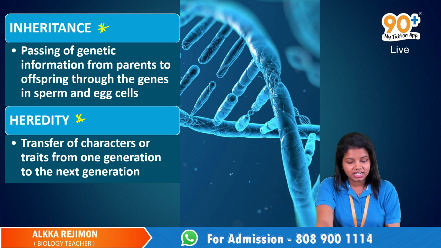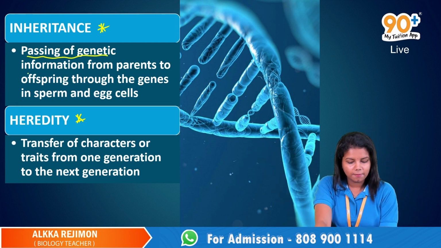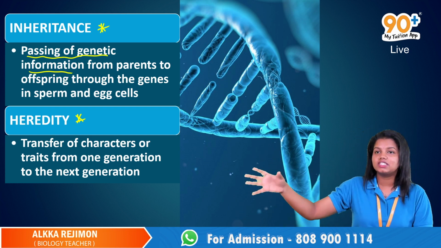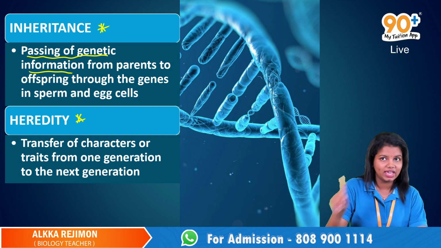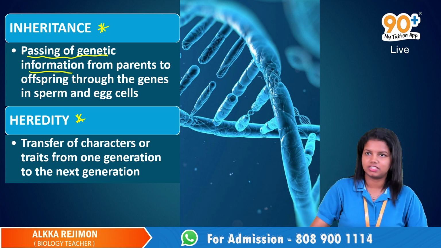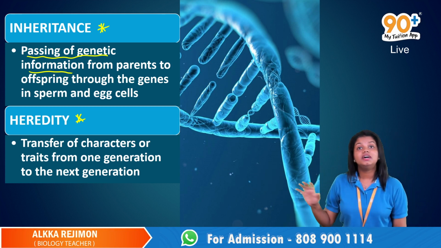Passing of genetic information from parents to offspring through genes in sperms and egg cells. So yes, for inheritance to happen, there should be sexual reproduction. Yes. And then comes heredity.